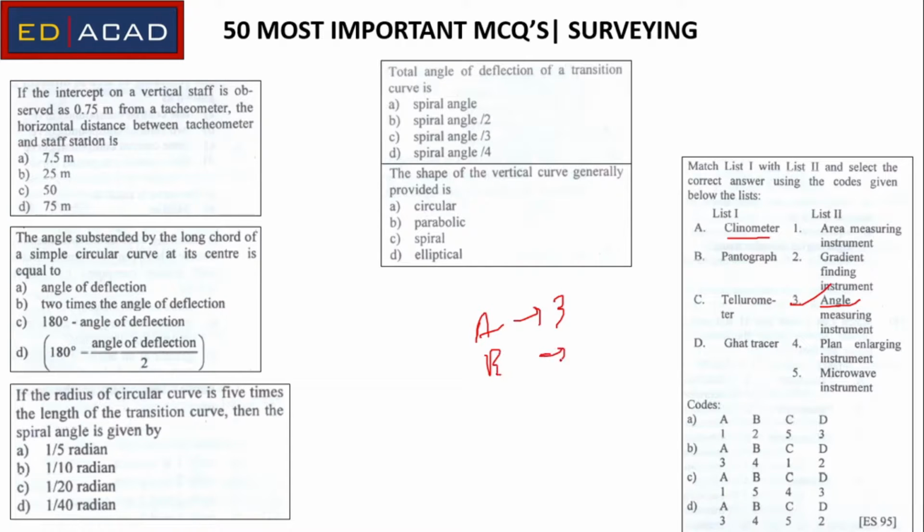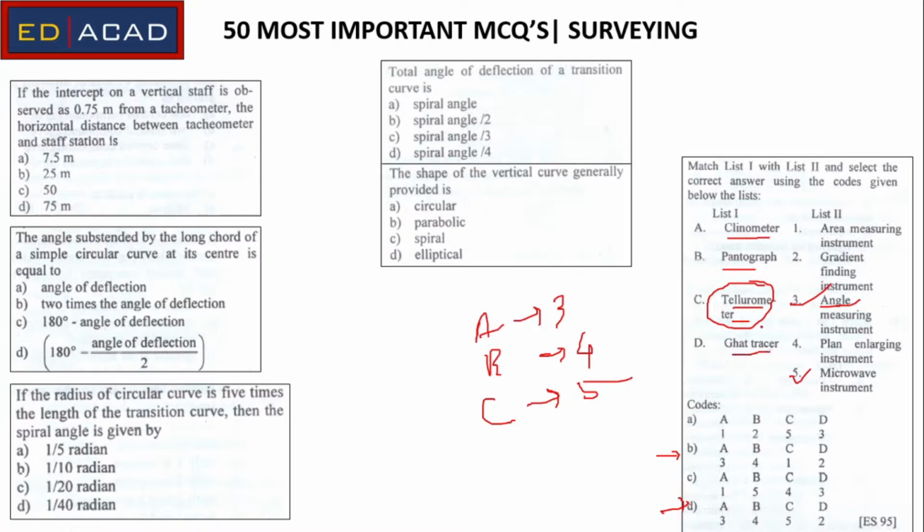Let's look at B. It's asking about the pantograph. Once we have 3, so B in both the options, our options will be either B or C, D, right? B is already given here as 4. So pantograph is a plan enlarging instrument. Let's look at C, tellurimeter. Tellurimeter is an equipment which uses microwave technology. So option 5 will be for the tellurimeter.